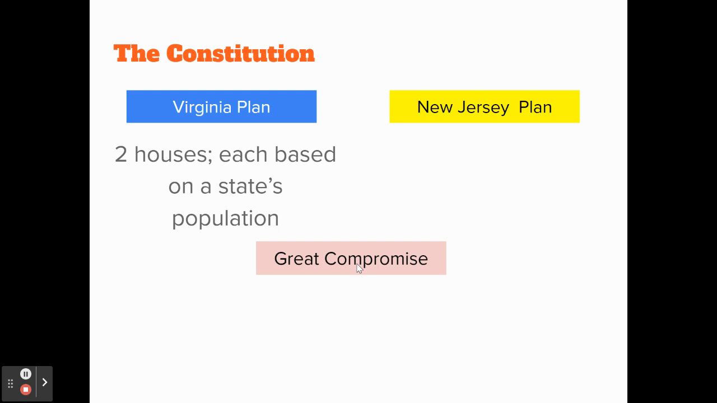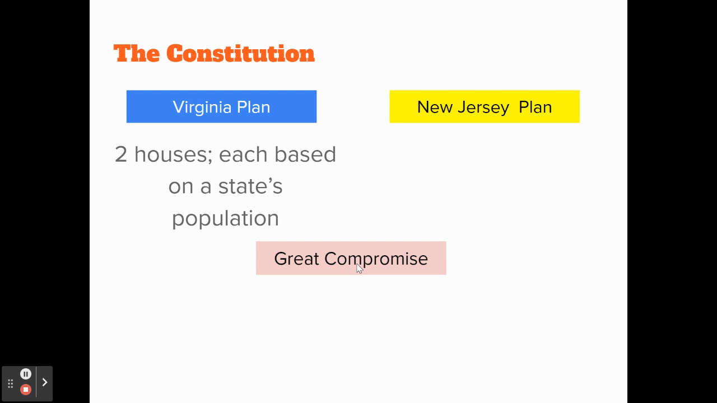What they ask for is they want a bicameral Congress. That means two parts. They want two houses, unlike what existed under the Articles of Confederation. And no surprise, instead of having one vote per state, they want to make it so that each of these houses will be based on a state's population. So the more people you have living in your state, the more representatives you would get in both of these new parts of Congress. Clearly, that's going to benefit the big states. Small states aren't going to want that.